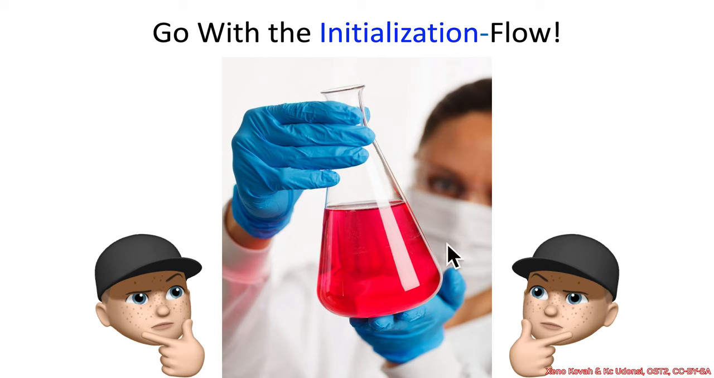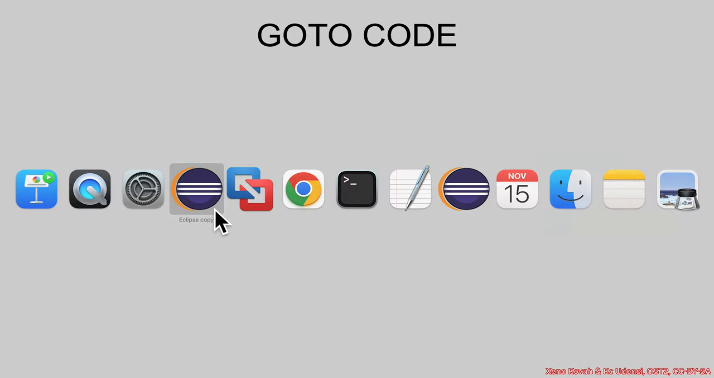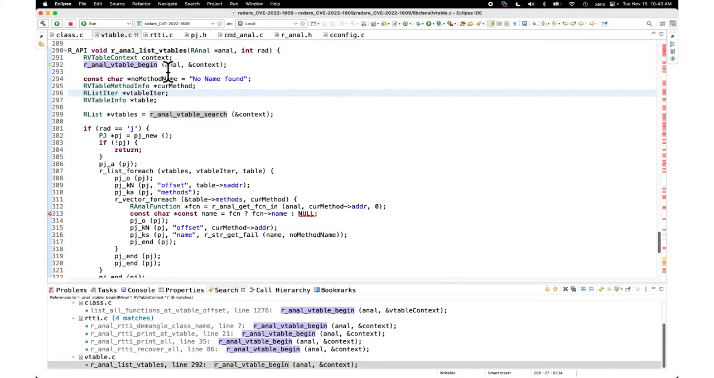So we're going to go with the taint flow to start with, in the sense that we need to know that some data is going to be attacker-controlled coming in from the binary executable, and that is then going to influence the initialization flow. So let's go ahead and take a look at that code now. So we said it was relatively simple.